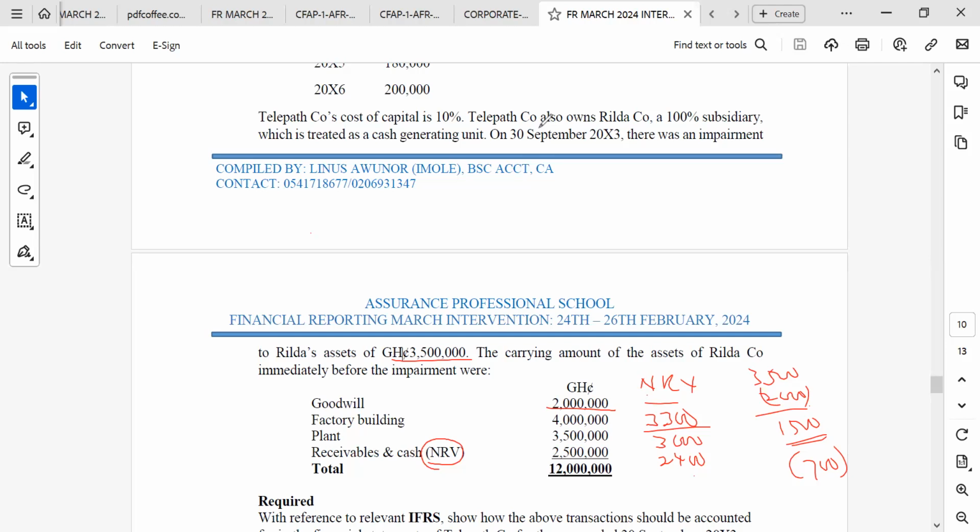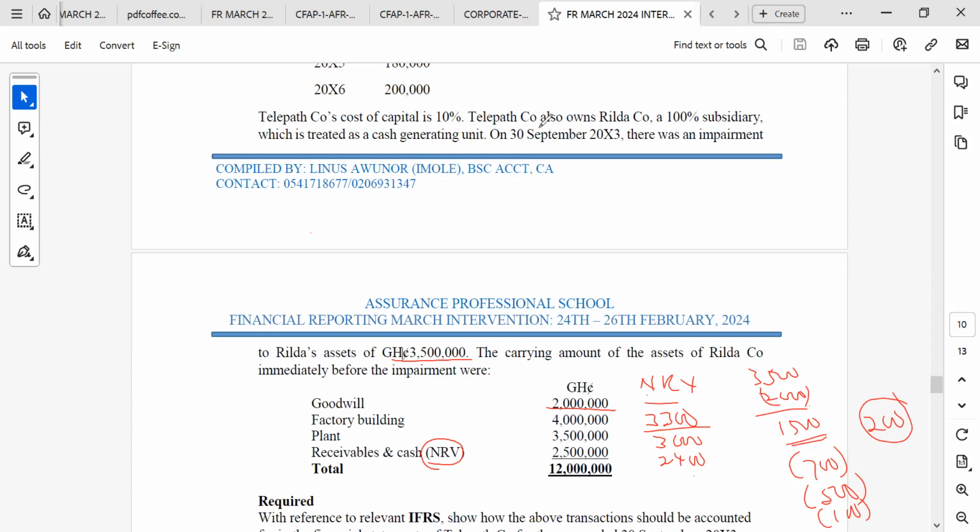Now let's come to the plant. The carrying value is 3,500. The net realizable value is now 3,000. It means that it has also reduced by what? 500. So you only apportion impairment of 500 to it. The receivables were 2,500. Now it is 2,400. It means that the receivable has also impaired by 100. There will be a difference of 200 of the impairment. You don't do anything, you just leave it because there is no asset that you can share the 200 to.